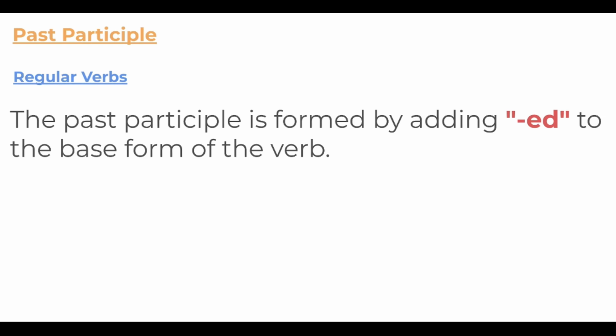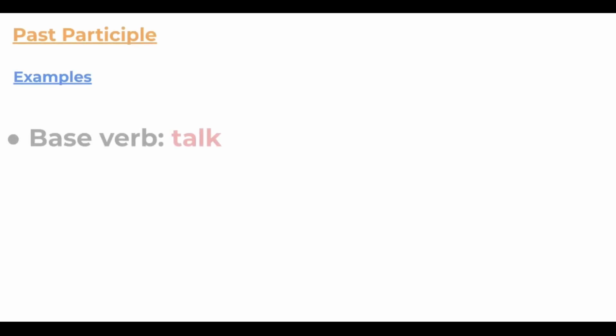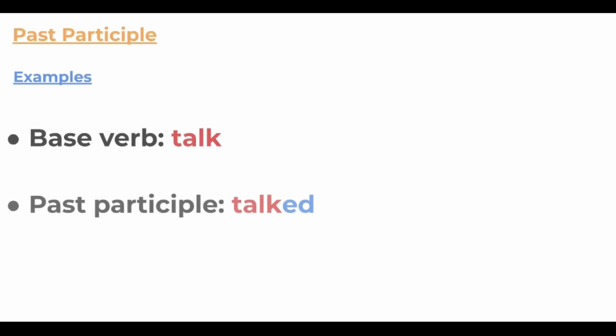So we know our base form before the verb has been changed or altered in any way. Then we add this ed. For example, talk becomes talked. Okay, so it's quite straightforward.